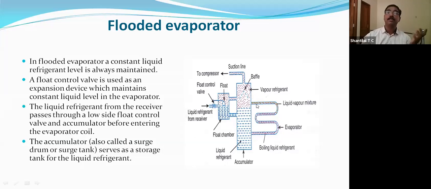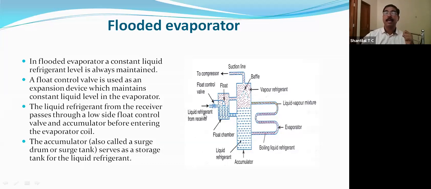So in this flooded type evaporator, there is no need for an extra accumulator. This chamber will act as an accumulator. The function of the accumulator is to collect the unvaporized liquid coming from the evaporator. This is the flooded type evaporator construction and working.